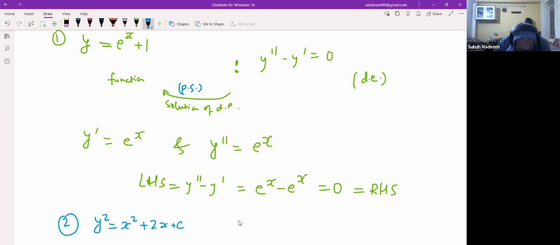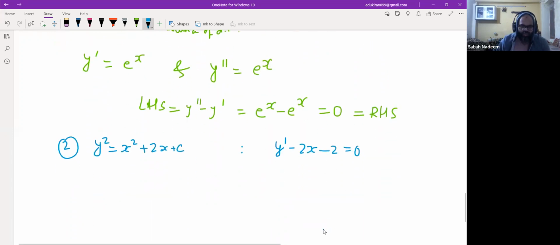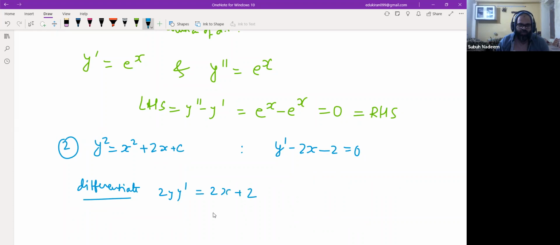Now, y dash minus 2x minus 2 is equal to 0. You have to verify here. Here it has to be a general solution because the constant of integration is there. So you will differentiate it. When you differentiate, 2y dash is equal to 2x plus 2 you will get. And then you will write it as y dash is equal to x plus 1 by y.